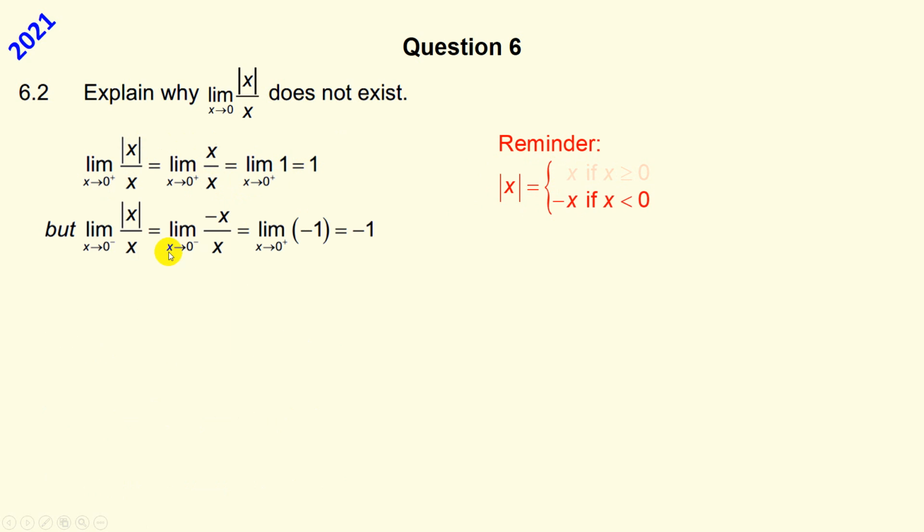But now when we go to the right limit here, x is less than 0, so x is negative. So therefore, we have to make it negative x. So therefore, we have to change the sign of x. So therefore, absolute value of x is negative x. And that limit becomes minus 1. They're not equal.